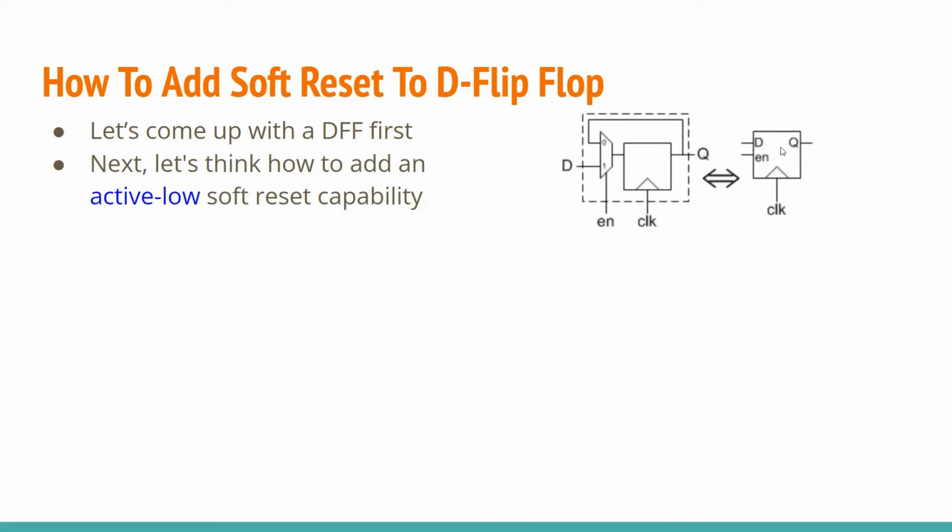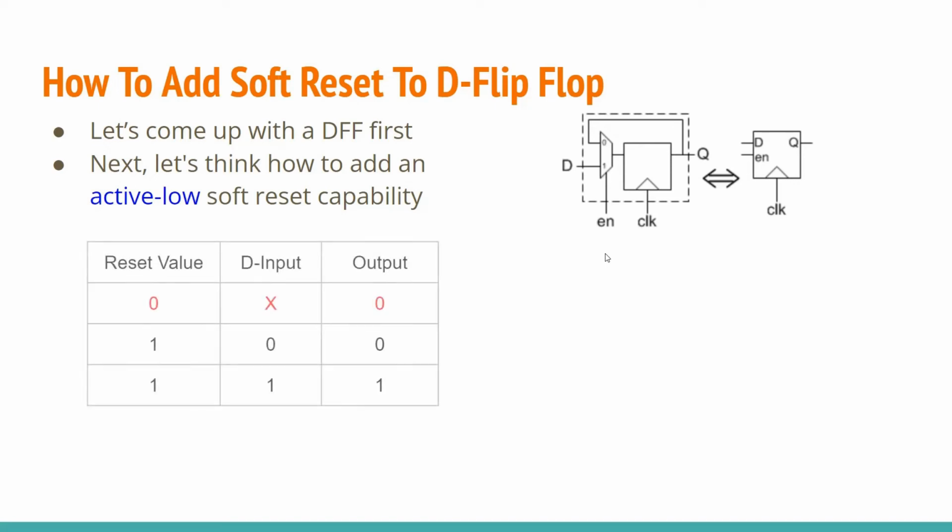And then this is the symbolic representation of the D flip-flop. It has basically 4 pins. Let's start with the clock. 2 inputs: one is the D input, another one is the enable input, and then one output, which is Q, right? So now that we know that, let's talk about how we can add an active low soft reset to this D flip-flop.